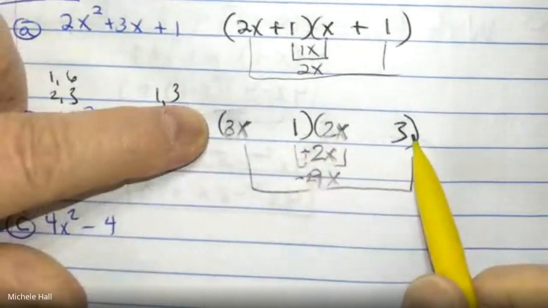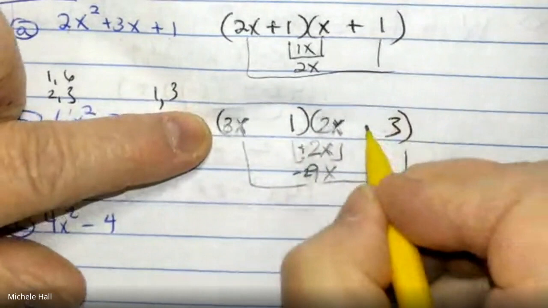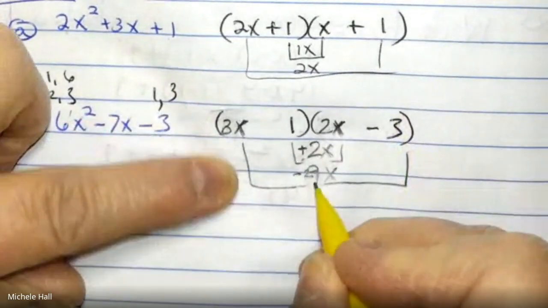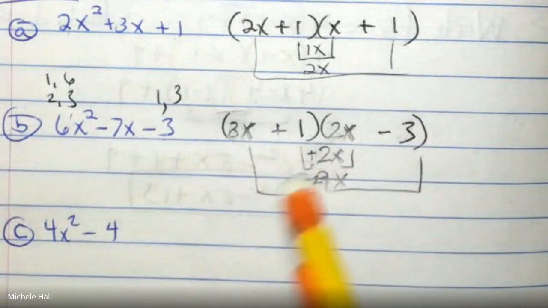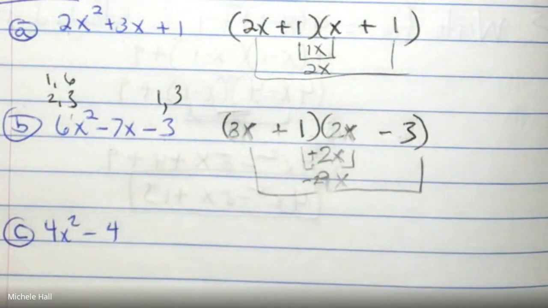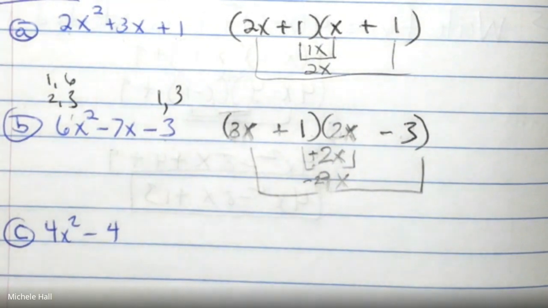So I know that my 9 came from here. 3x times negative 3 would give me negative 9, and then positive 1 times 2x would give me the 2x. I know it seems like a lot of work, but the more that we practice these, which we will be drilling on, the better you will get at them.